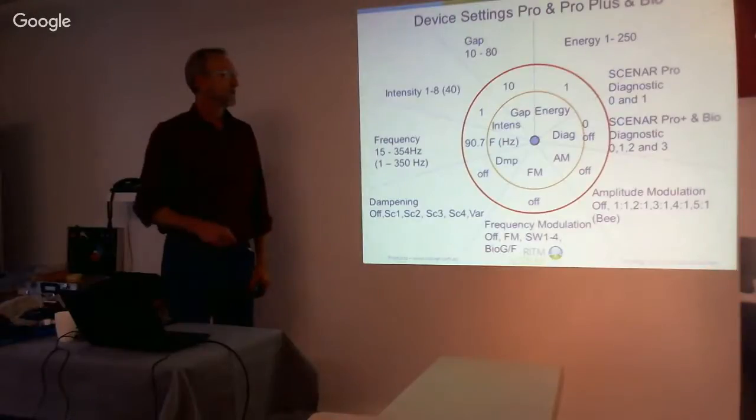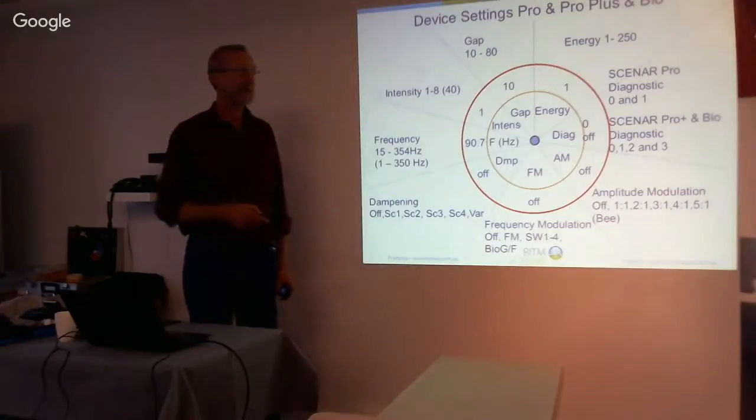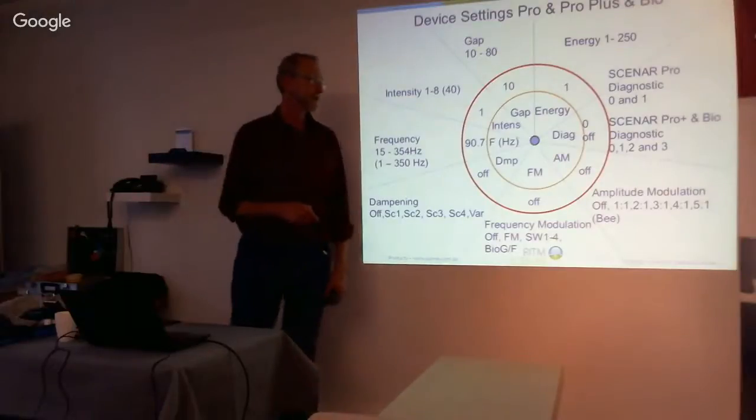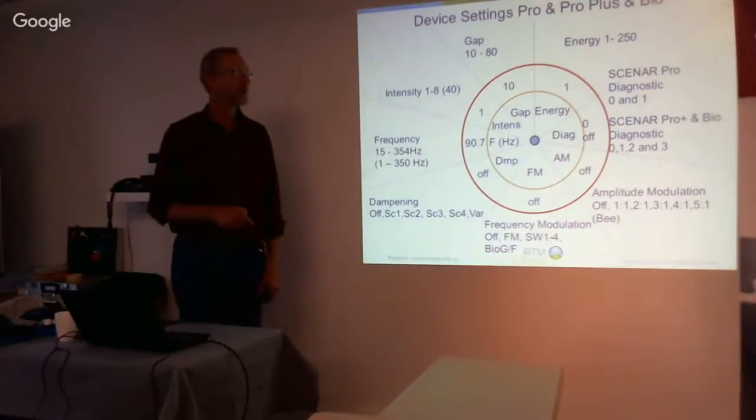This is just a slide to show what Scenar devices can do. Every Scenar device, whether you've got a home user device or a professional device, it really doesn't matter, can change the energy between 1 and 250. On the professional devices, you can choose diagnostic modes or dose modes. Diagnostic is the old nomenclature, so forget about this. It's actually the dose modes that you can choose. And they are between 0 and 3, depending on which model you have.